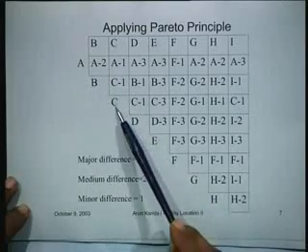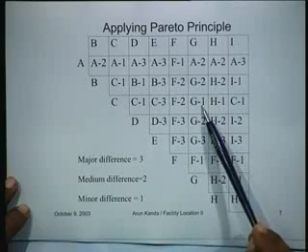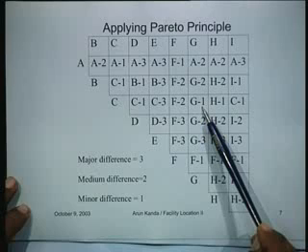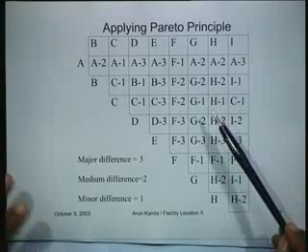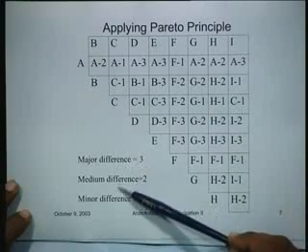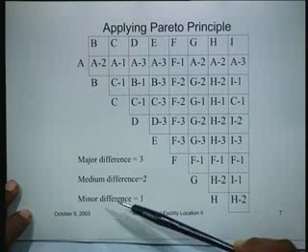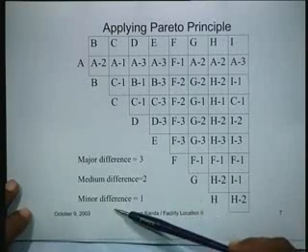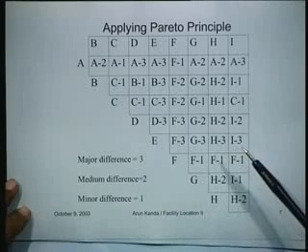Similarly, in comparing C and G, the management felt that G was more important but the difference was minor, so you put minor. You are basically distinguishing, first finding out which one is better, and then saying how much better. So this is a simple way of doing that.